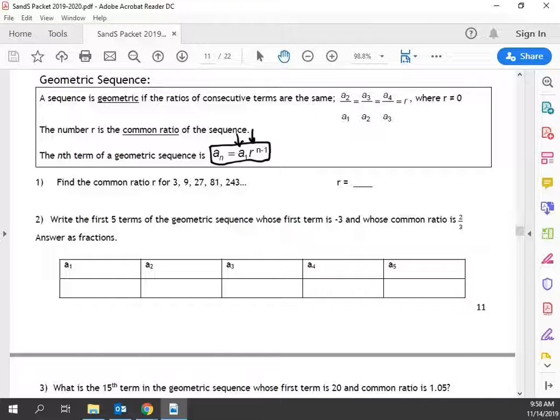So it says, find the common ratio for 3, 9, 27, 81, and 243. What is that, guys? 3. Not too bad.